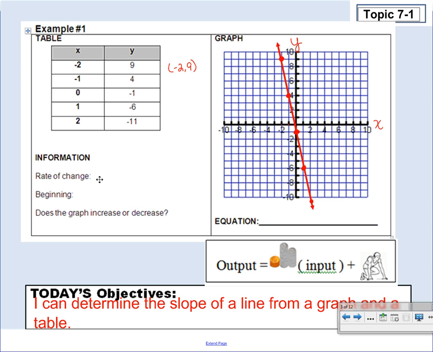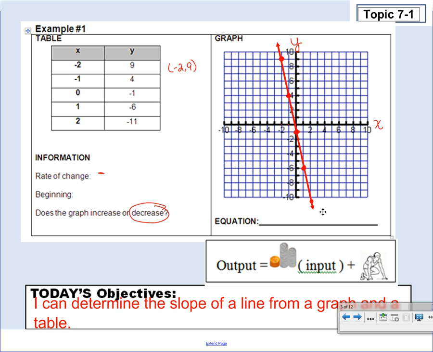Now I'm going to skip the rate of change in the beginning and go down to, does the graph increase or decrease? The way that we tell that is we read the graph left to right as if we were reading a sentence. So when I'm reading my graph left to right, I want to start at the leftmost point, which is the one up above. As I follow this line, I notice that I am going down as I go along the line. So because I'm going down, that means that this graph is decreasing. That also tells me that my rate of change, or how the line is changing, is changing in a negative direction because it's going down. So my rate of change is negative.